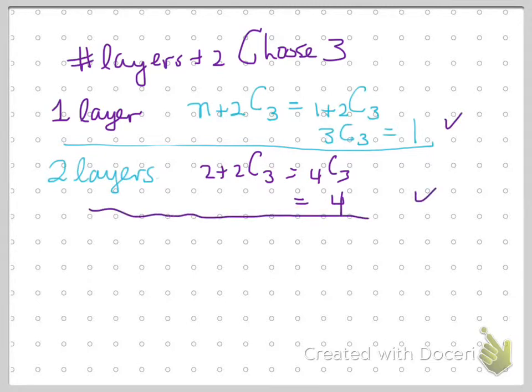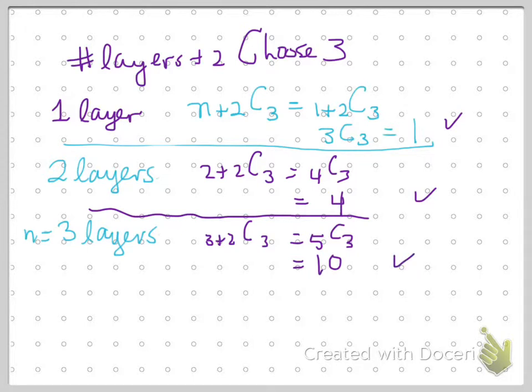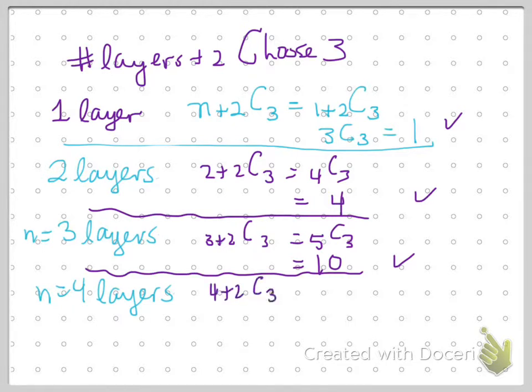Now let's see if it works for 3 layers. So for n equal to 3 layers, what are we going to have? We're going to have 3 plus 2, 2 more, choose 3. And 3 plus 2 choose 3 is 5 choose 3, and 5 choose 3 is equal to 10. So it works for 3 layers. Now let's see if it works for 4 layers. N is equal to 4 layers. We've got 4 plus 2 choose 3, and 4 plus 2 choose 3 is equal to 6 choose 3, and 6 choose 3 is equal to 20. So it works for the first 4 layers.